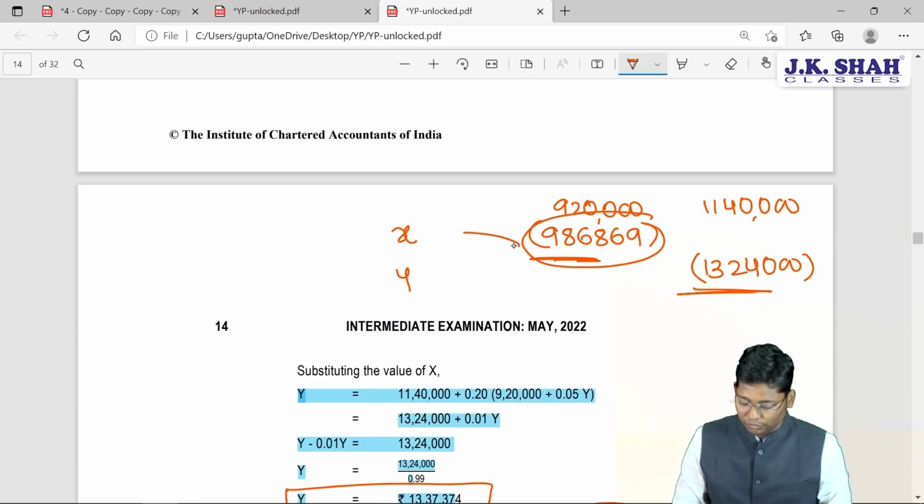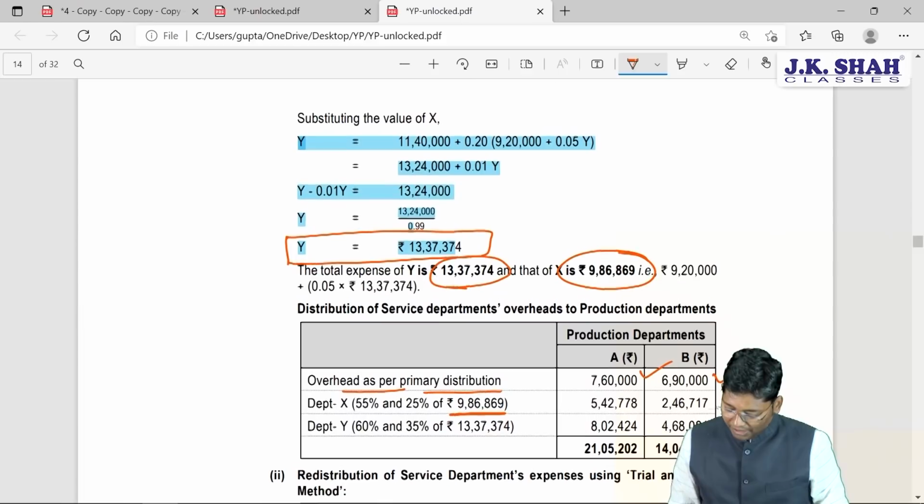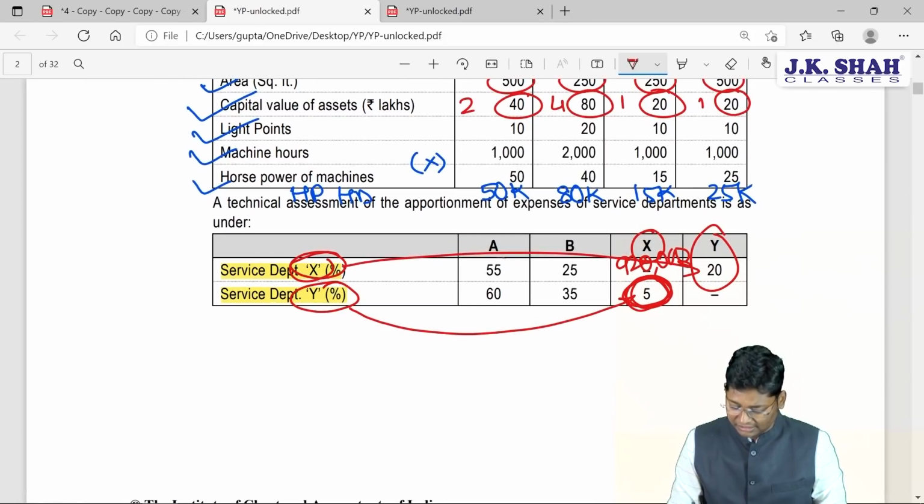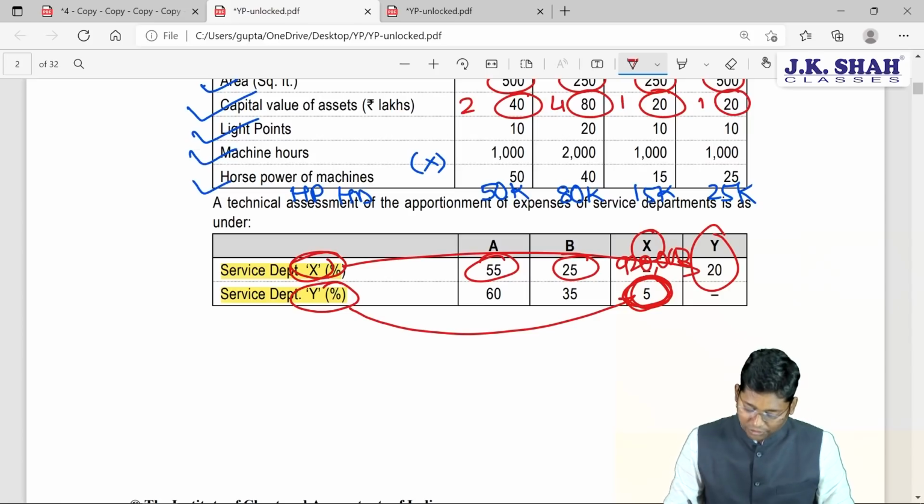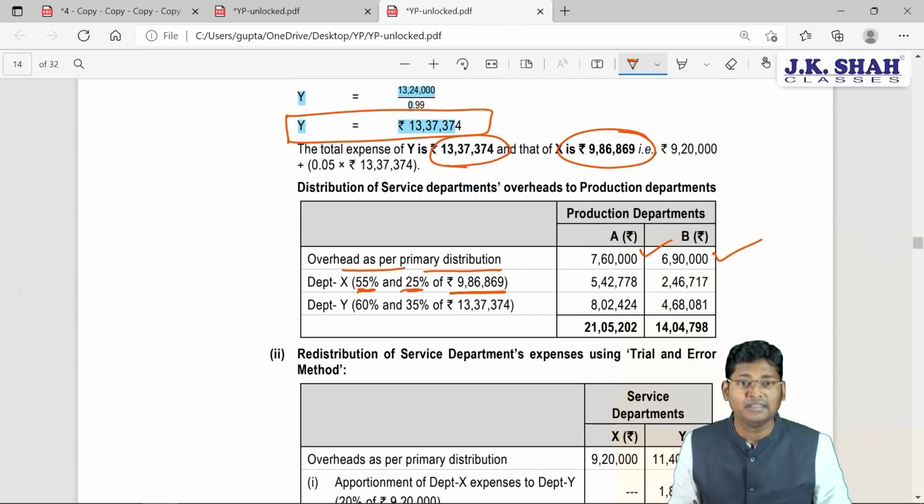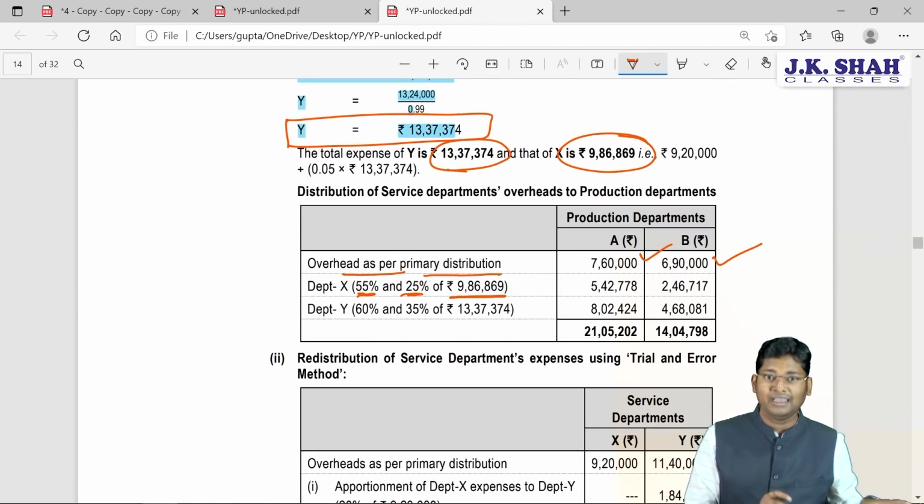Now this 9,86,869 we are going to divide between two parts, that is department A and department B. Sir, what percentage are we going to transfer to these departments? 55% and 25%. Sir, from where are these percentages taken? See here, A will carry 55% burden, B will carry 25% burden. So the amount of X we are going to divide in 55-25 ratio. The 55-25 apportionment is done.